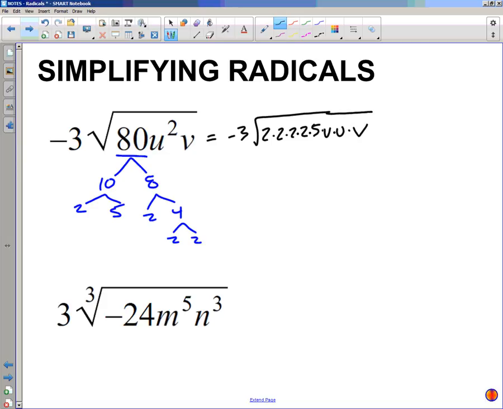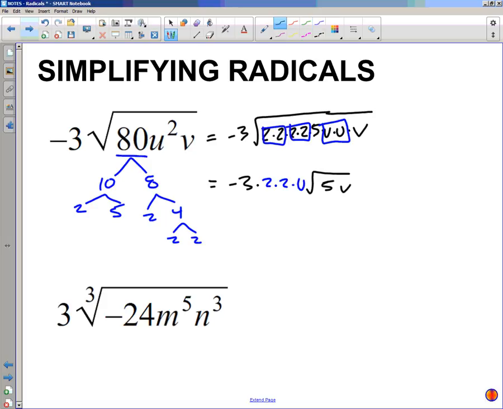Because this is a square root, we're going to be looking for groups of 2s. So I've got a pair here, and a pair here, and a pair of u's here. So for each of those things, we're going to be able to pull some stuff out into the front. Now the negative 3 is going to stay. It's going to multiply by anything else that we pull out the front. The 5 and the v are going to have to stay inside because we weren't able to group them up. But we do have a 2, another 2, and a u coming out.